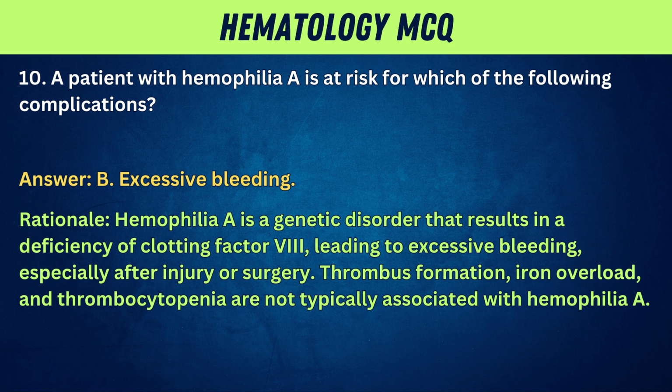Hemophilia A is a genetic disorder that results in a deficiency of clotting factor VIII, leading to excessive bleeding, especially after injury or surgery. Thrombus formation, iron overload, and thrombocytopenia are not typically associated with hemophilia A.